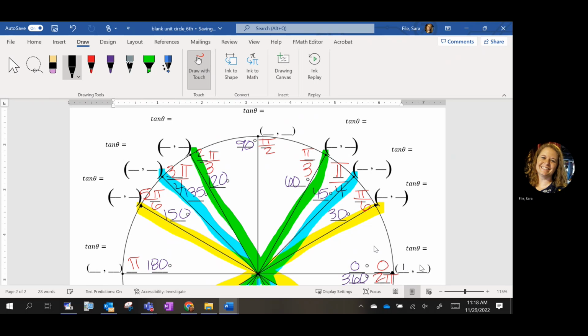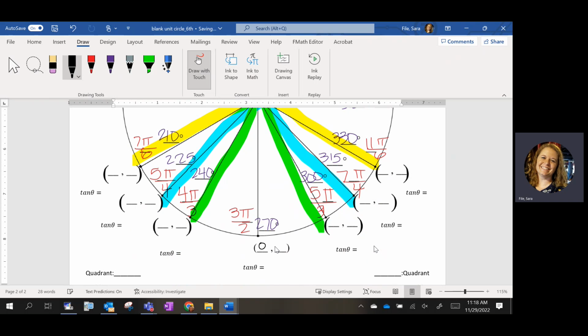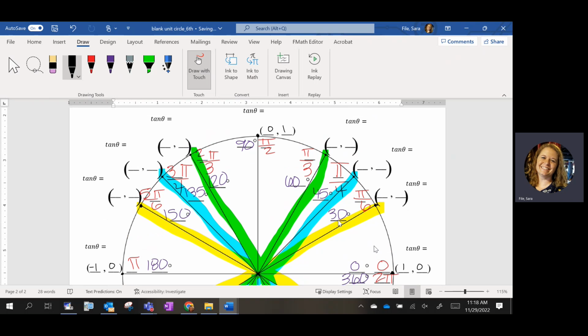1, 0. I went over 1, up 0. That's the xy coordinate. Okay, what about this point at the top of the circle? Yeah, I went over 0, up 1. Okay, and this point on the left edge. Okay, and the one on the bottom edge. Good.